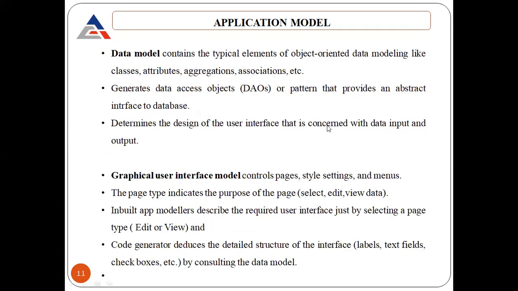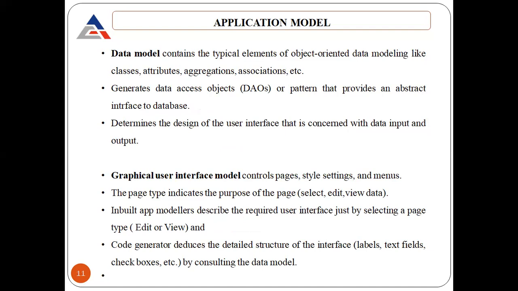The data model is a typical element of object-oriented data modeling, like classes, attributes, and aggregation, or it generates data access objects or patterns that provide an abstract interface to the database, and determines the design of the user interface that is concerned with input and output. So it means in the data model, we are mostly concerned with how we interact with the data: how we input the data and how we get the output of the data.